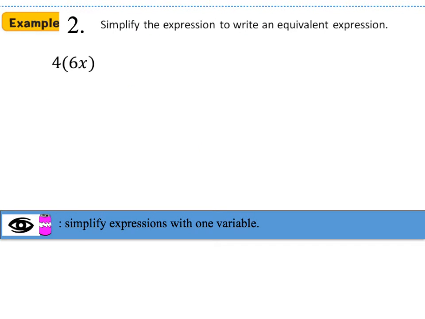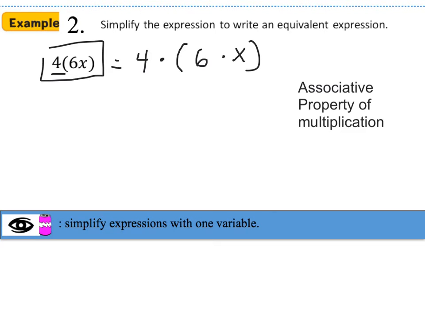Example 2 says simplify the expression to write an equivalent expression. So we know that anytime that we have parentheses next to a number, this means multiplication. So we can write it like this: 4 times parentheses 6 times x. That's the same exact thing as what we have here. The only difference is we just put dots in there to represent multiplication.